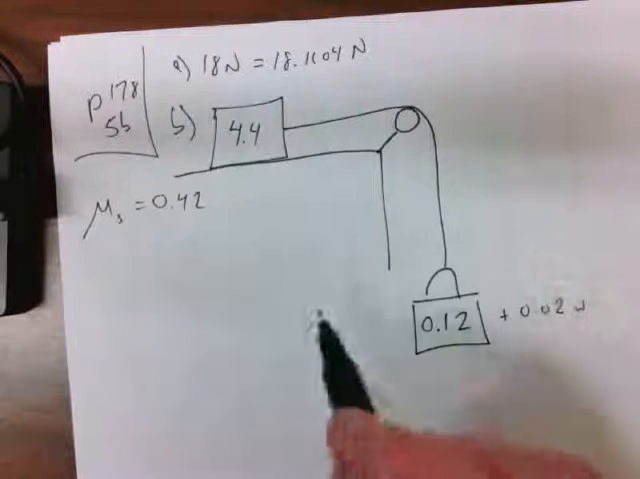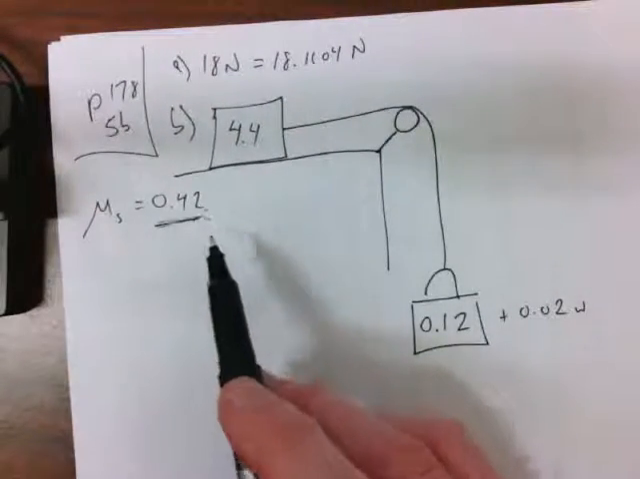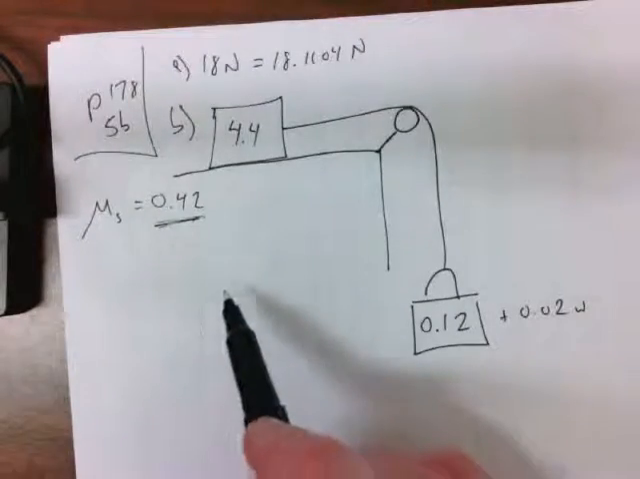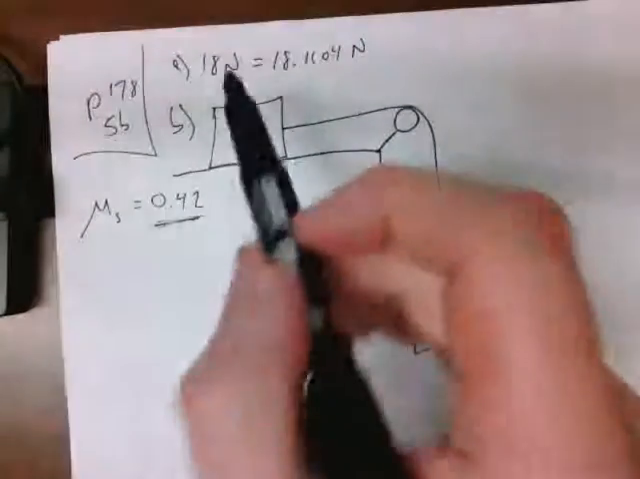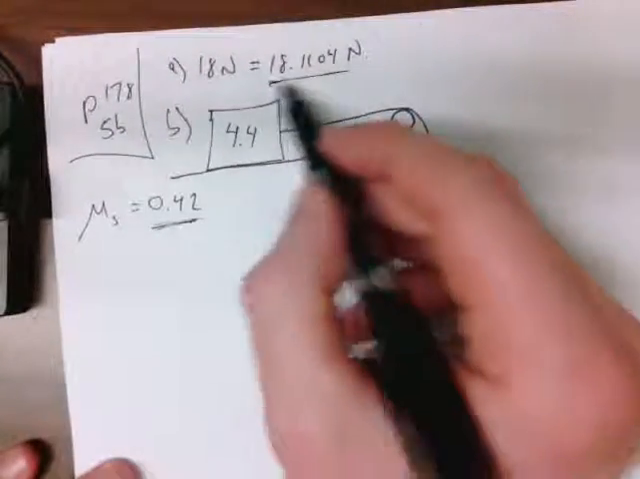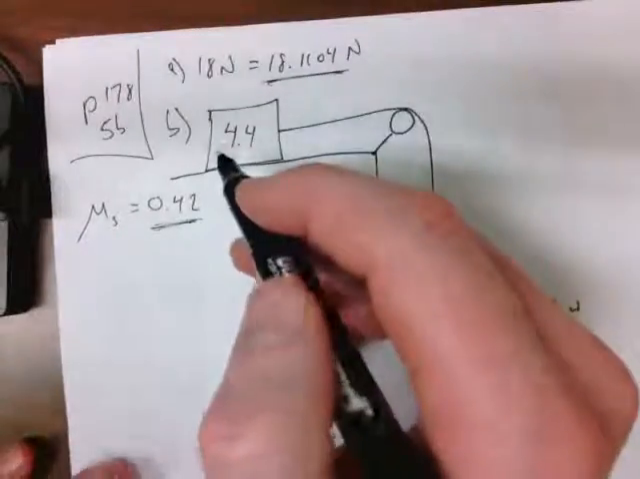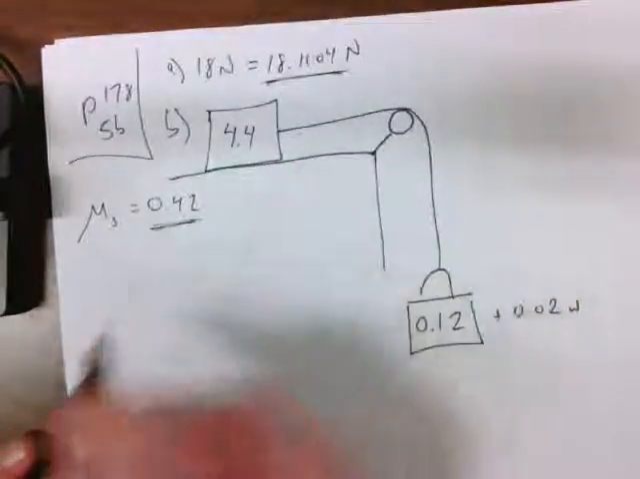Students are unaware that the coefficient of static friction for the block and the table is 0.42. What's the maximum force of static friction for the block? It's 18 newtons. That's with sig figs, but if we want to use that information, we're going to use the unrounded version, which is 18.1104. But question B is what people want.